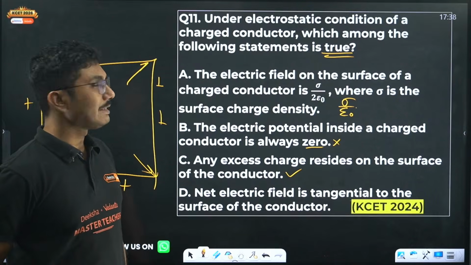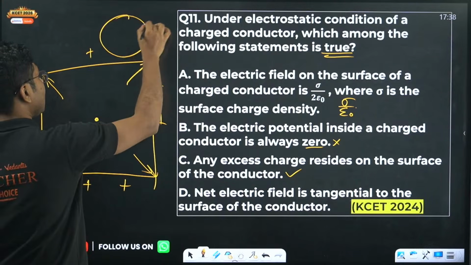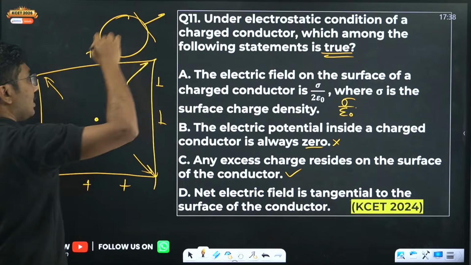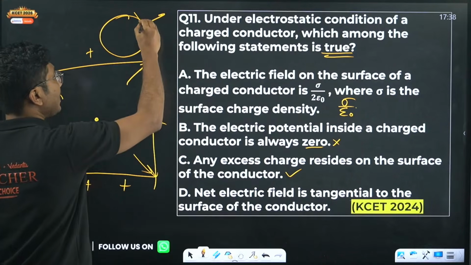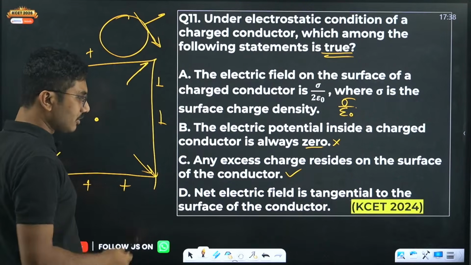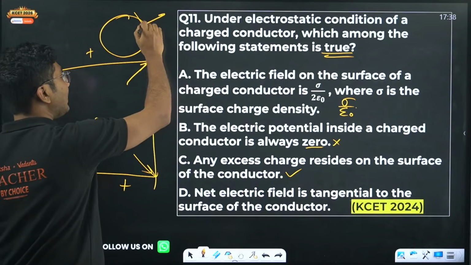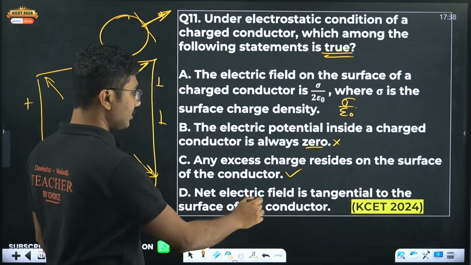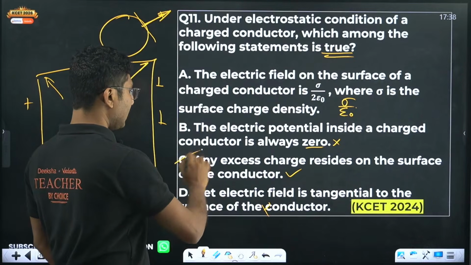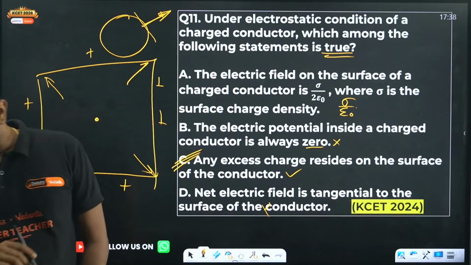Net electric field is not tangential. Net electric field on a charged conductor is always normal. It is not tangential. Tangential means if the electric field is in this direction, then it is called tangential. But the electric field is normal. So obviously this statement is also wrong. So the only correct statement among these is again option C.